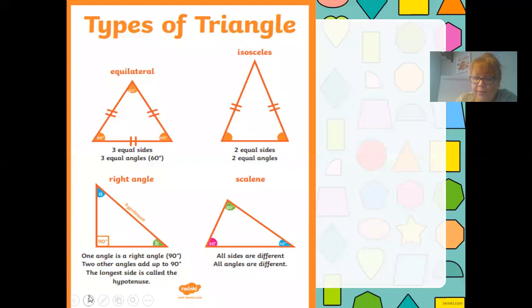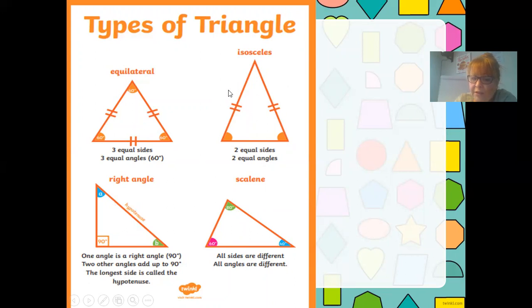Types of triangle. So we've looked at these before and you'll be doing some more work on these later on in the week as well. So our only regular triangle is our equilateral. The rest are irregular. This word hypotenuse just means the longest side. You don't need to remember it, the same as you don't need to remember any of the angles in it. You just need to remember those features.